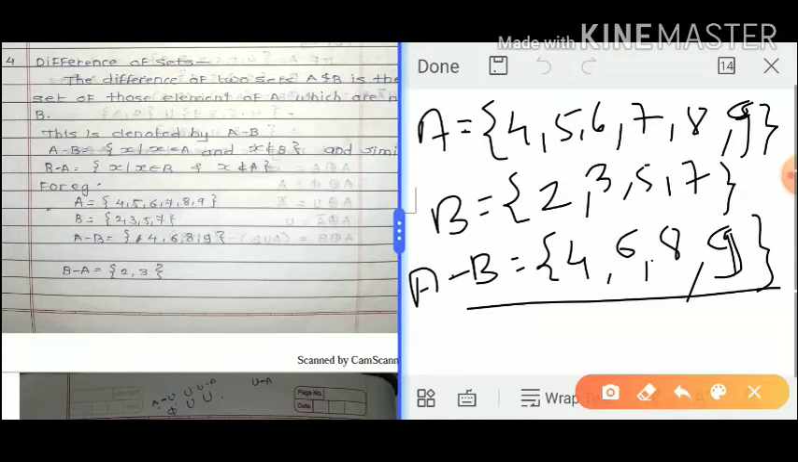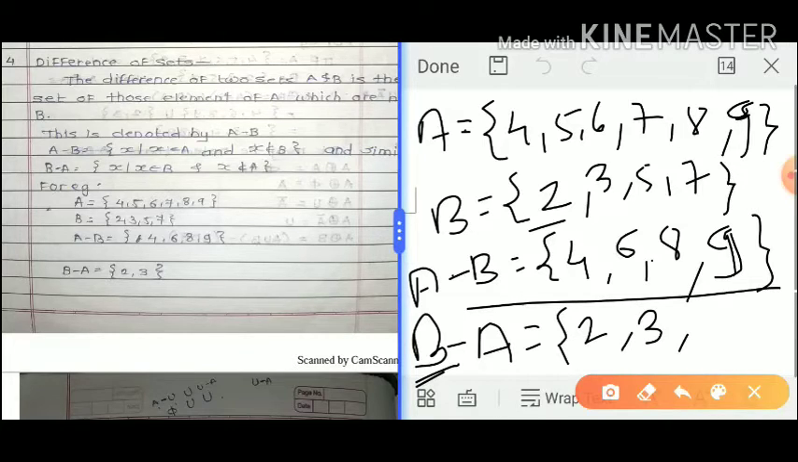Next, we can also find B minus A. When we find B minus A, we consider the elements of B at the start, because B starts here. So 2 is a member of B but not in A, so write down 2. 3 is a member of B but not in A, so write down 3. 5 is a member of B and also belongs to A, so discard it. 7 belongs to B and also to A, so discard it.